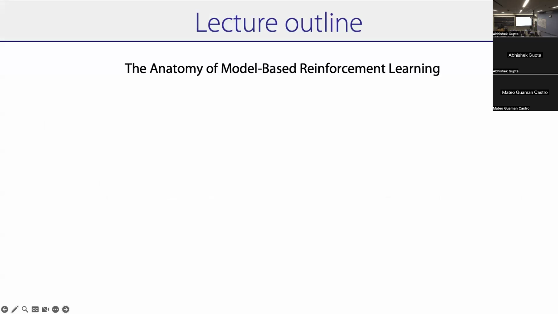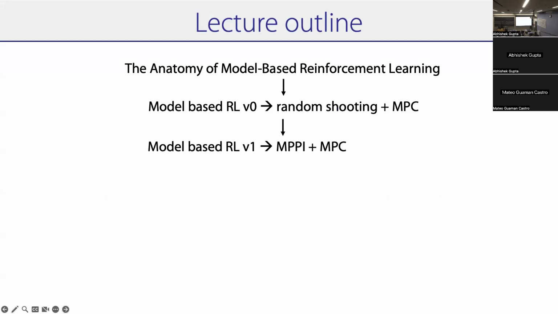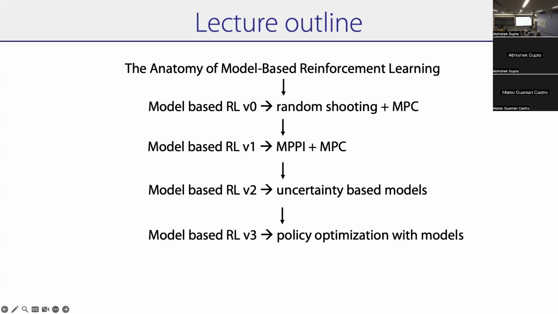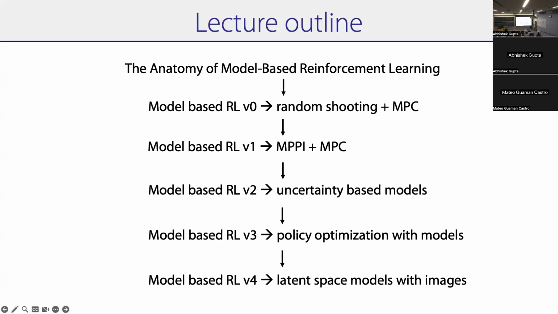And so what we're going to talk about today is we're going to start thinking about model-based reinforcement learning and what it means. So we're going to design the basic anatomy of a model-based RL algorithm. We're going to start with the stupidest version, which is just random shooting. We're then going to add in a slightly fancier sampling method, MPPI. We're then going to incorporate uncertainty into our models. We're then going to try and do policy optimization. And then finally, we're going to do it with images, right?